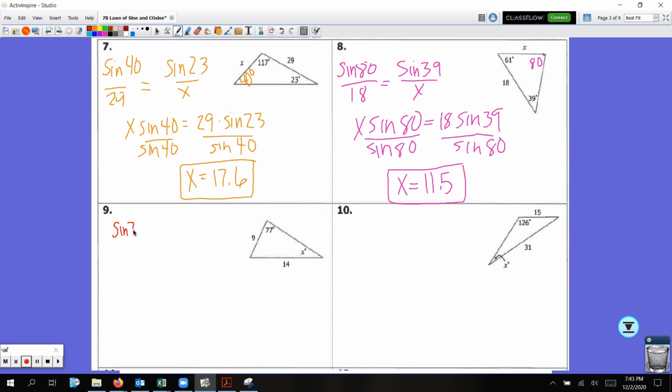So sine of 77 over 14 is equal to sine x over 9, all right? The setup is exactly the same, right? What we're looking for over what we have for that second ratio. Now we also still cross multiply. So 9 times sine of 77 is equal to 14 times sine x. All right, so now we need to get x by itself. So what we are going to do is we're simply going to just divide by 14.